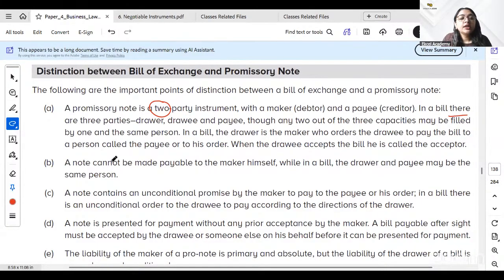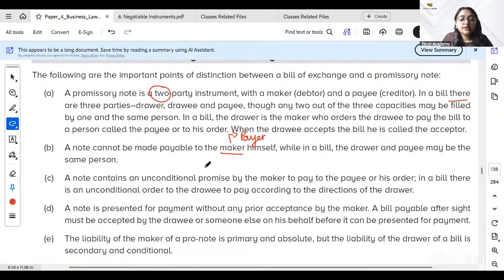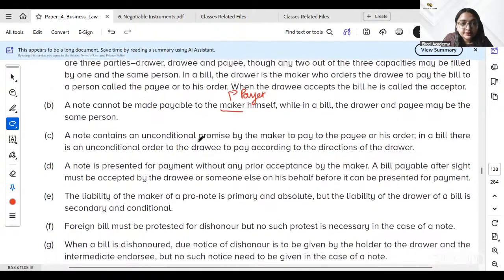A note cannot be made payable to the maker himself. Why? Because the maker itself is the payer. While in a bill, the drawee and the drawer, and the payee can be the same person. A note contains an unconditional promise by the maker. So there is a promise here, and in case of a bill of exchange, there is an order. A note is presented for payment without any prior acceptance by the maker. So there is no requirement for acceptance in case of what? In case of your promissory note. But a bill needs to be accepted.